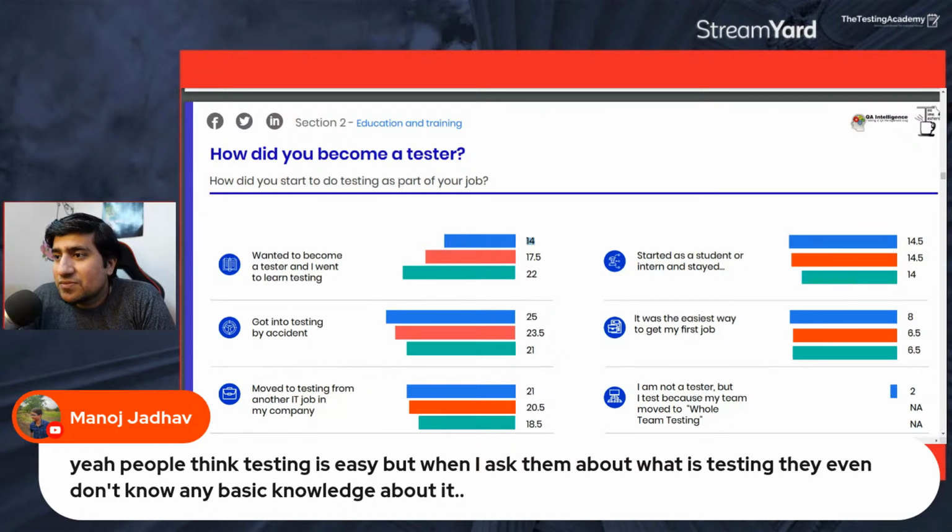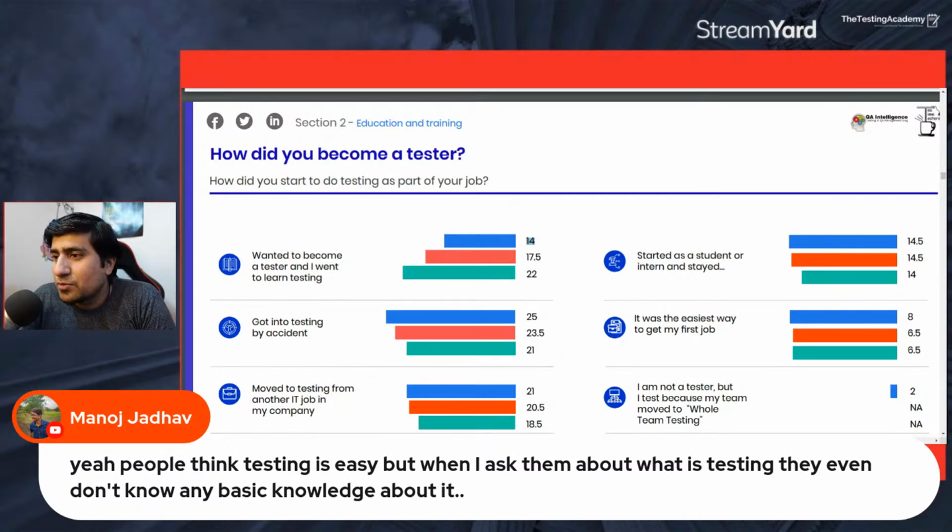It was the easiest way to get my first job. This is strange, man, and the percentage is increasing. If you see, like, 6.5% has increased to 8%. So people have a perception that testing is easy, right? If you see this report very clearly, 8% of the people still think that, but I don't think it's easy.